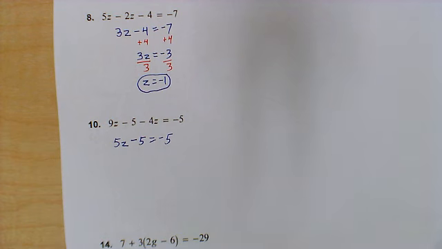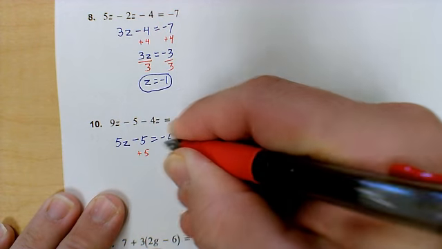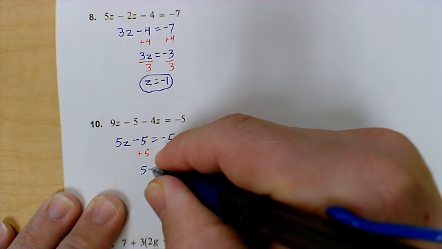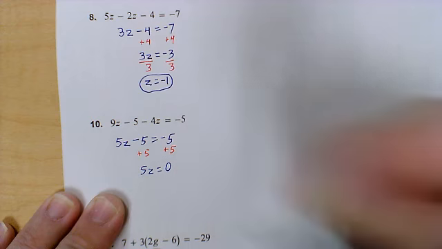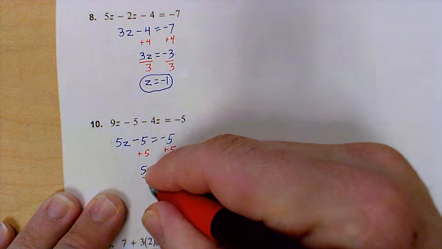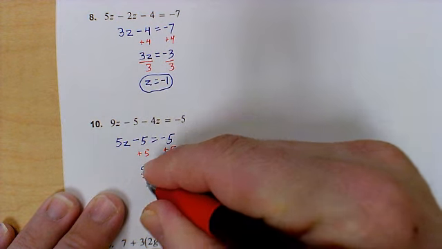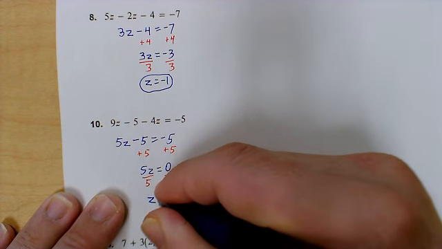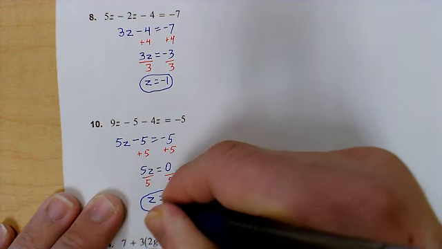Now I'm ready to do the same thing that we've been doing, so you're probably pretty comfortable with that. I'm going to add 5 right there. So 5z is equal to 0. And then I'm going to divide by 5, and 0 divided by 5 is 0. So z is equal to 0.